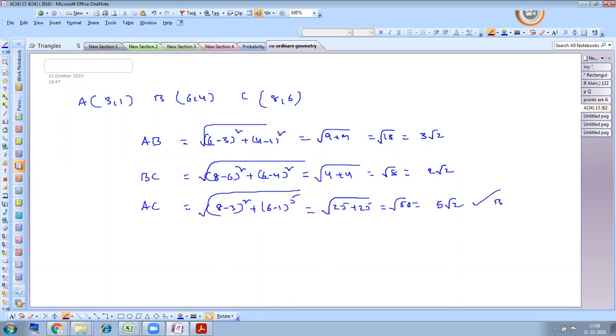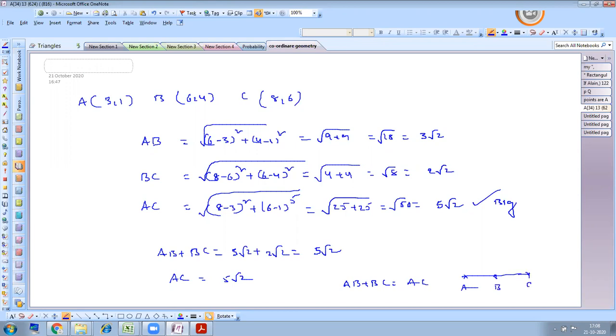So this is the bigger one out of 3. AB plus BC will be equal to 3 root 2 plus 2 root 2, that is 5 root 2. AC is equal to 5 root 2. From here I can say AB plus BC is equal to AC. This is possible when A, B, C are on the same line, where B is in between A and C. So AB plus BC is AC.